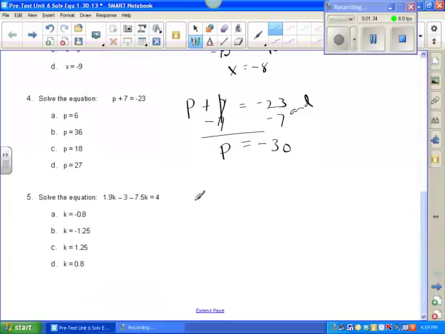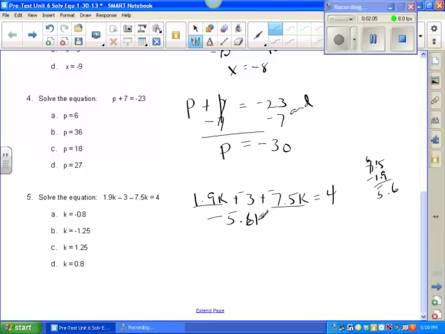Okay, number 5. We have 1.9k minus 3 minus 7.5k equals 4. So we're going to do our same change, opposite, same change, opposite. So I don't have to do the distributive property, but I do have to combine like terms. I have k's and k's. So I have positive and negative, so I'm going to take the sign of the bigger number, which is negative, and then 7.5 minus 1.9 would actually give me 5.6k. And then I have my negative 3 equals 4.